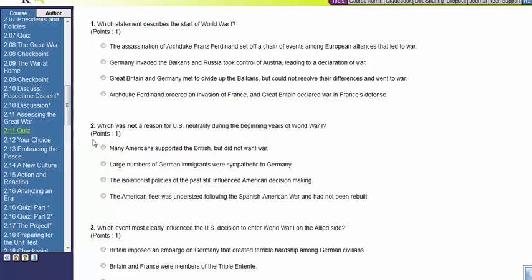Number 2, which was not a reason for U.S. neutrality during the beginning years of World War I. Many Americans supported the British but did not want war. Large numbers of German immigrants were sympathetic to Germany. The isolationist policies of the past still influenced American decision-making. Or the American fleet was undersized following the Spanish-American War and had not been rebuilt.